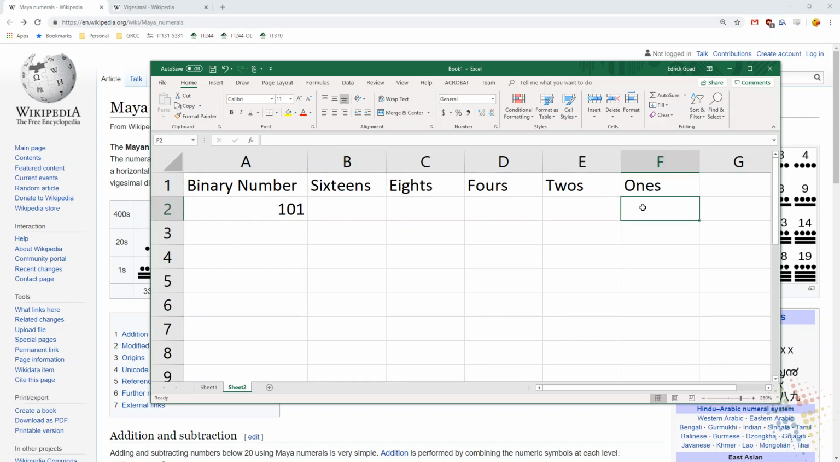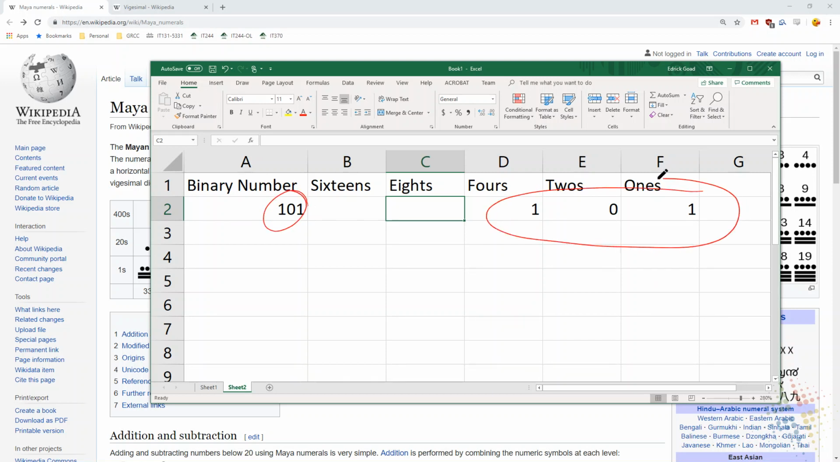So how many 1s do I have in my number 101? I have 1. How many 2s do I have? Well, I have 0. And then how many 4s do I have? I have 1. So you can see I have exactly the same 101 right here as 101 right there, just simply placed out in separate columns the same way we did with base 10 of the 1s, the 10s, the 100s, and so on. Here it's just 1s, 2s, 4s, 8s, 16s, and so on.